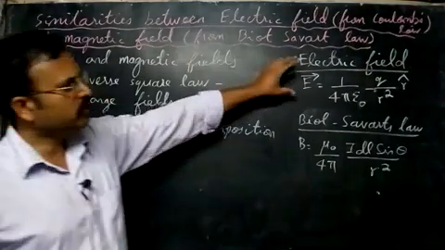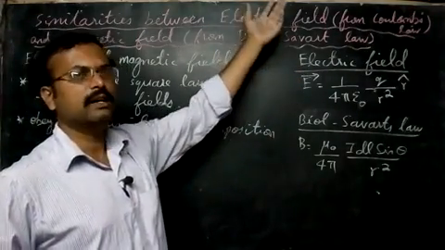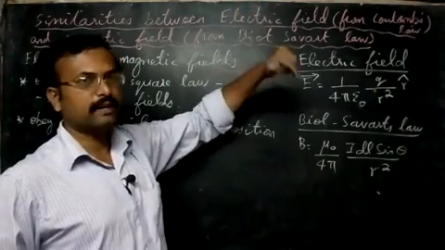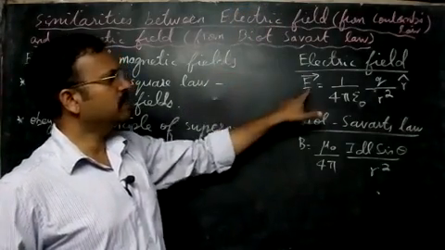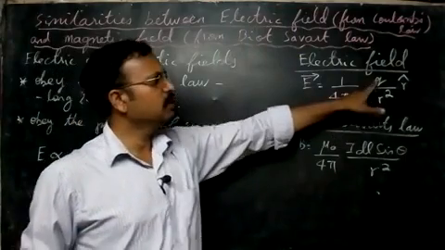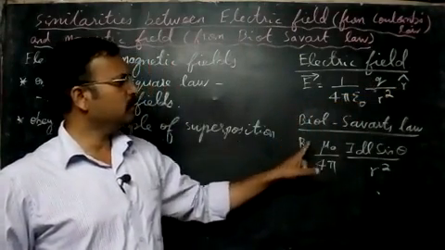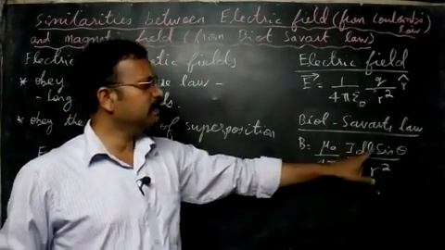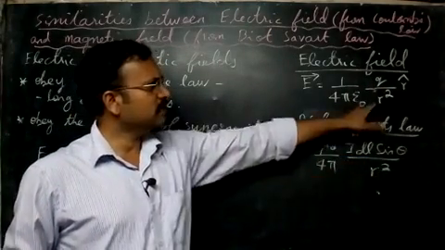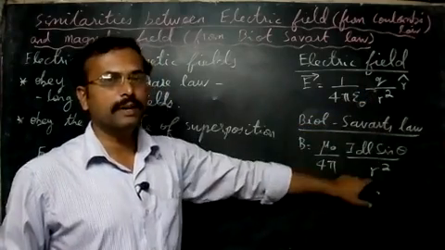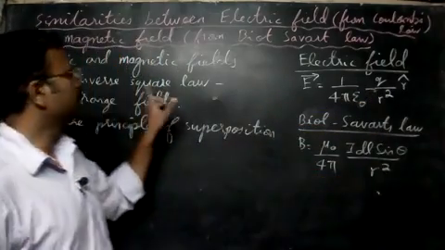So this equation for electric field is coming from Coulomb's law. We derived it, you can refer to the first chapter. So electric field E is equal to 1 by 4 pi epsilon naught into Q by R square into R cap. But if you see Biot-Savart law, B is equal to mu naught by 4 pi into I dL sine theta by R square. You can see R square is the denominator, so it obeys the inverse square law. Okay, that's the first point there.